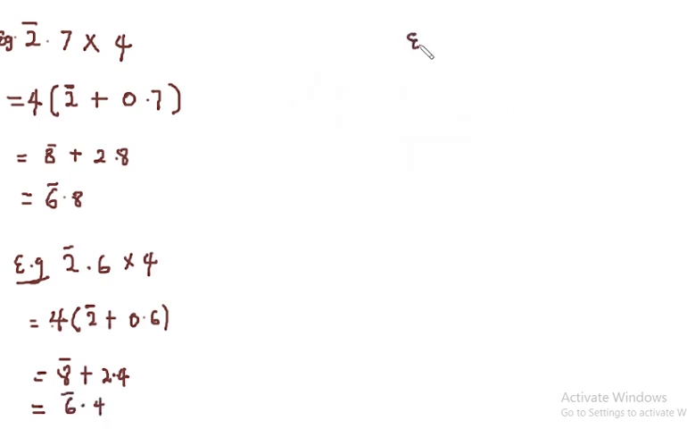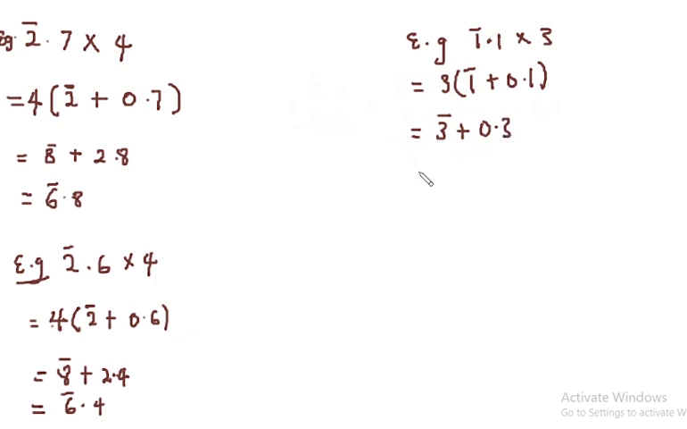So let's say you're asked to do something like 1 bar 0.1 times 3. You can pause the video and try to solve this one yourself. Okay, so like we did before, we separate the characteristic and the mantissa. So you have 3 open brackets, 1 bar plus 0.1. This is equal to 3 times 1 bar is 3 bar plus 3 times 0.1 is 0.3. Adding up these two, we have 3 bar 0.3.